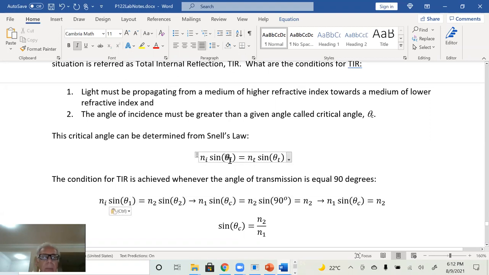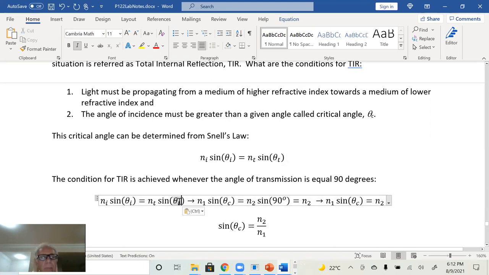Theta I is being replaced by theta I, and so on. Keep with the notation of the nodes. Watch out for those mistakes in the handouts.